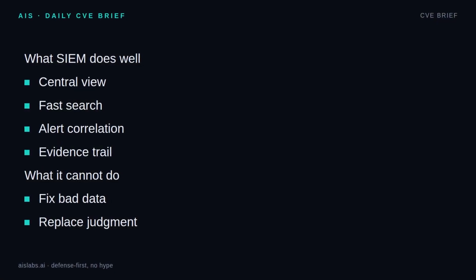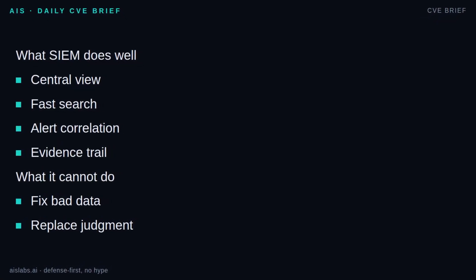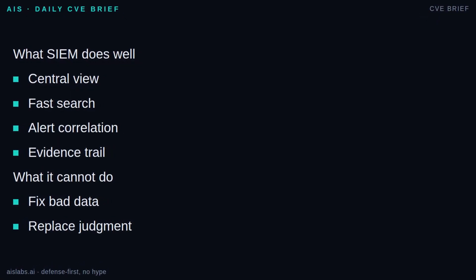A SIEM is strong at central visibility. It helps analysts see across identity, endpoint, network, cloud, and applications without opening 10 consoles first. It is also strong at timeline building, repeatable searches, alert correlation, and audit trails. But it has limits. If a log source is missing, the SIEM cannot analyze it. If fields are poorly mapped, searches get weaker. If a rule is badly written, it creates noise or misses context.